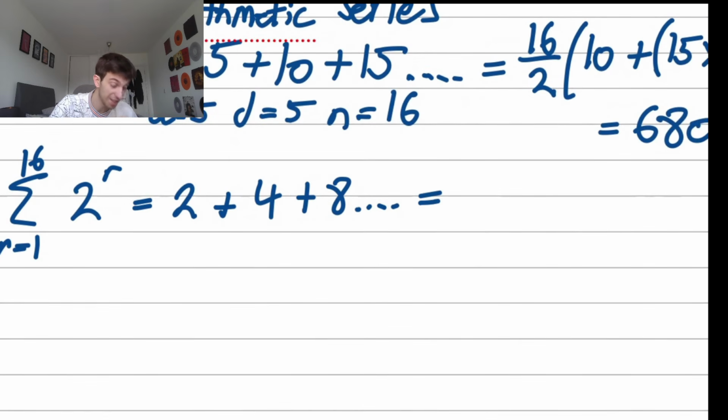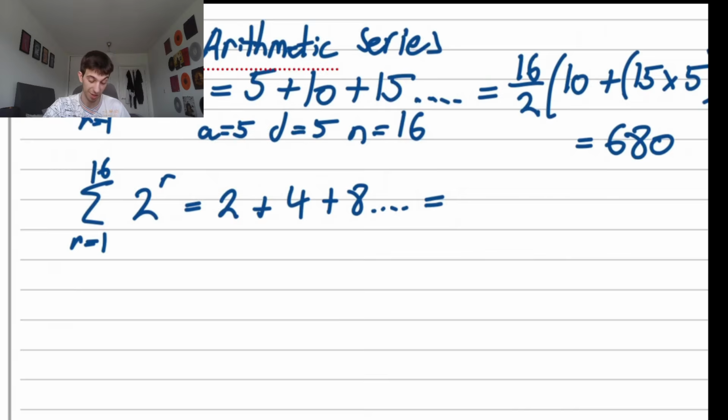So what do we see here? Well, this is actually a geometric series. Why is it a geometric series? Well, we have a common ratio: each time we're multiplying by 2, because we're increasing that power up by 1 each time. So 2 to the power of 1, 2 to the power of 2, and so on.